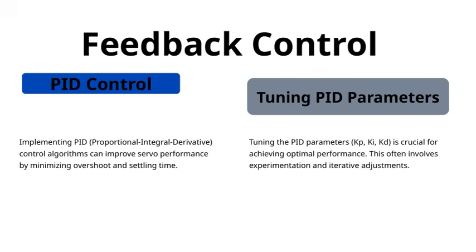Now, let's talk about feedback control and the importance of tuning the PID parameters. When we refer to Kp, Ki, and Kd, we're talking about the proportional, integral, and derivative gains. These are the key settings that determine how well our control system responds. Adjusting these parameters is really crucial if we want our system to perform optimally.